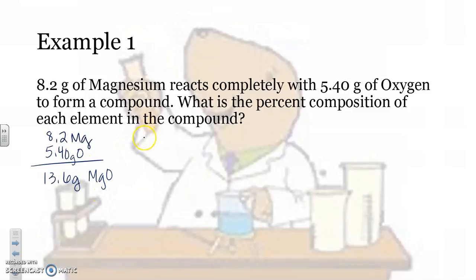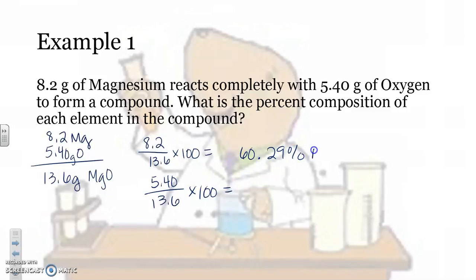All right, so what's the percent composition for each element? Well, 8.2 for magnesium over 13.6 times it by 100. And then 5.40 over 13.6, and we times it by 100. Okay, so 8.2 divided by 13.6 times 100, and that would give us 60.29% magnesium. And then you could do this math here, or you could just say 100 minus 60.29 gives us 39.71% oxygen. And you can do that because there's only 2 in there.